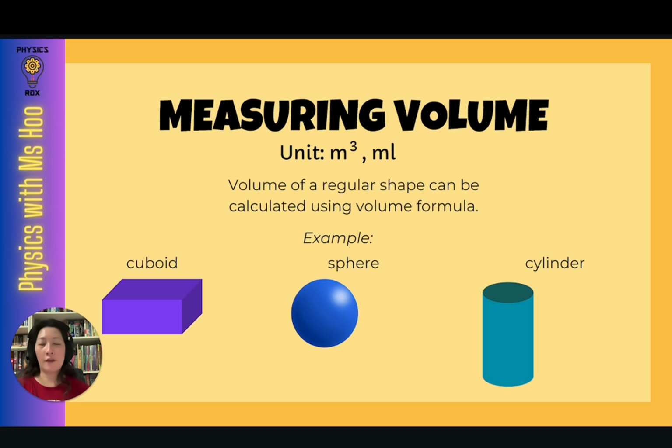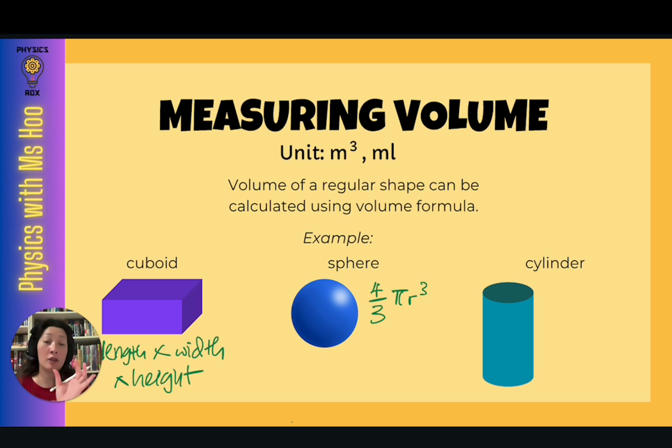So for example, if you wanted to obtain the volume of a cuboid, you could calculate it by using the formula for the volume calculation of a cuboid, which is length times width times height. When it comes to a sphere, we have to use the volume formula to calculate a sphere. So the volume of the sphere is calculated as 4 over 3 pi r cubed, where r is the radius of a sphere.